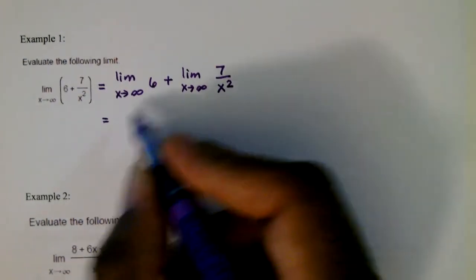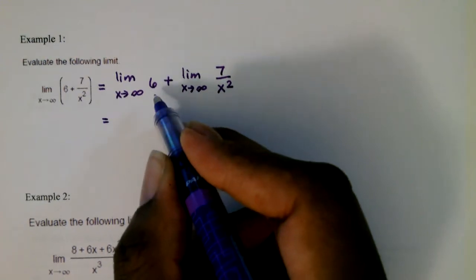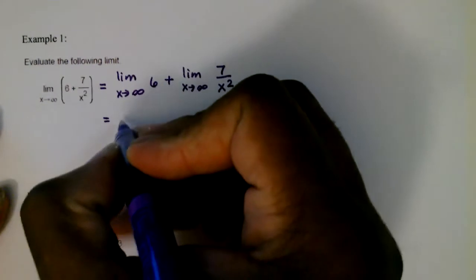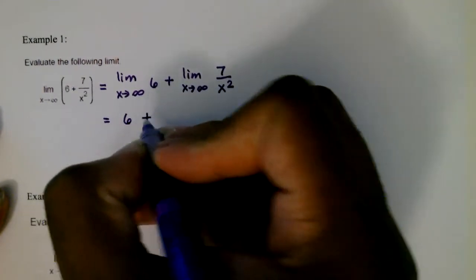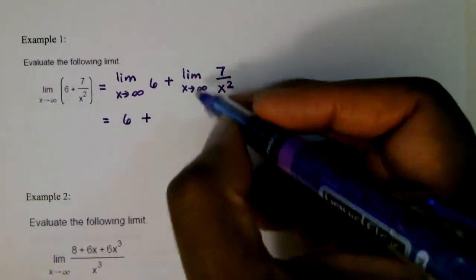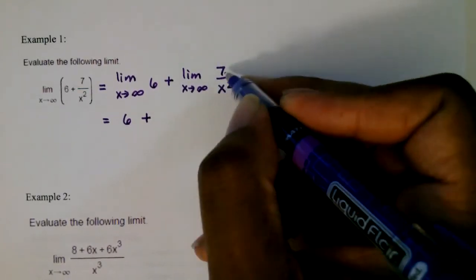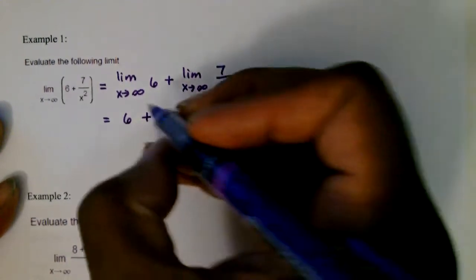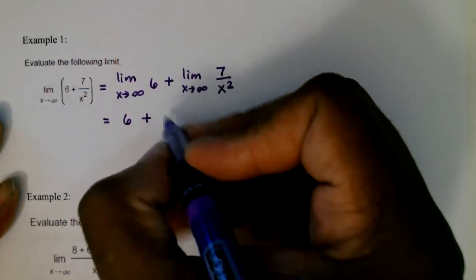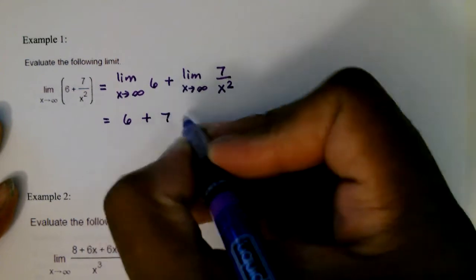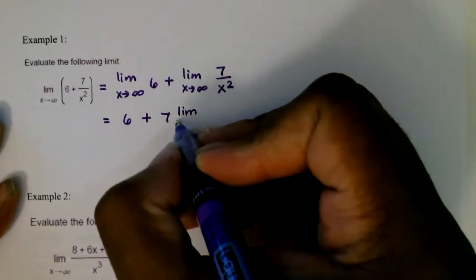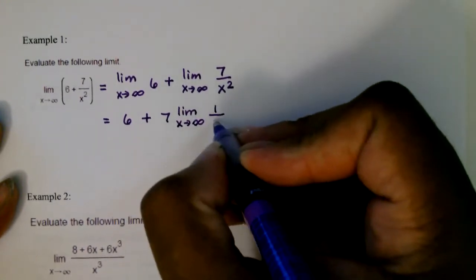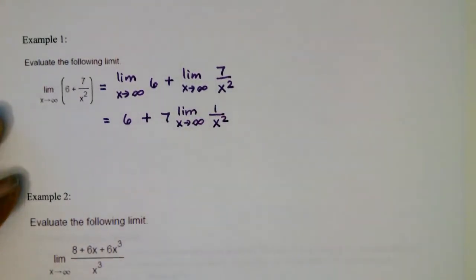Now here the limit of a constant is that constant. So the limit as x approaches infinity of 6 is 6. And then plus, if I have the limit as x approaches infinity of 7 over x squared, that 7 is a constant. I can pull the constant in front of the limit. So it'll be 7 times the limit as x approaches infinity of 1 divided by x squared.